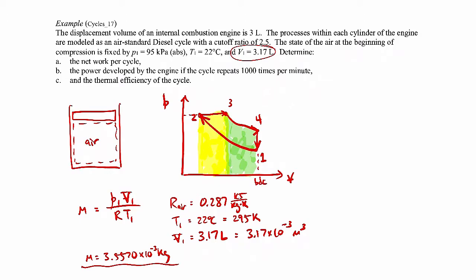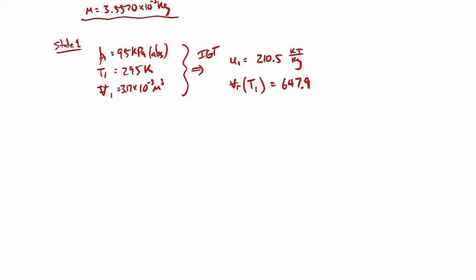Bottom dead center. That's where the volume is the largest. State 2 will be at top dead center. Right? That's where the volume is the smallest. So we're given that the displacement volume, which would be V1 minus V2, is 3 liters. That's why I got confused with 3 liters. So what that means then is V2 is going to be 3 liters minus V1.